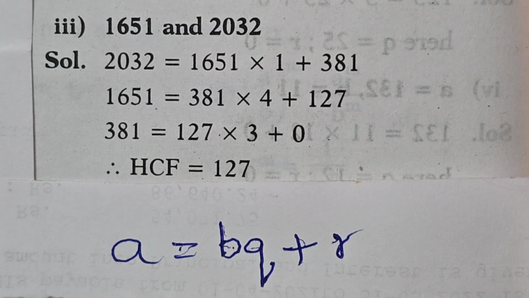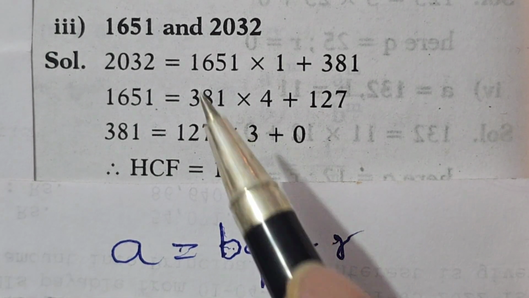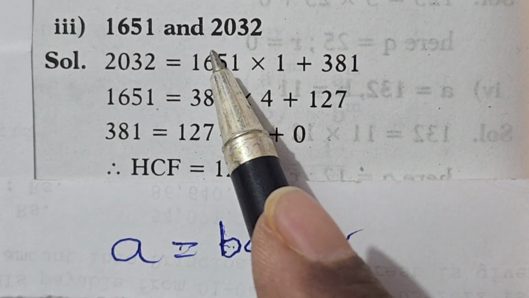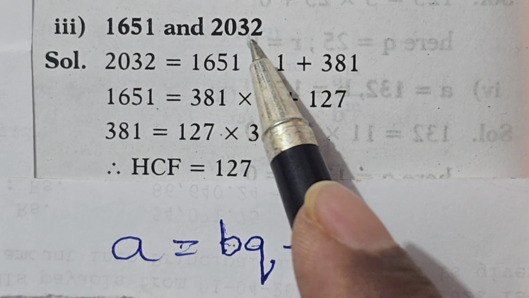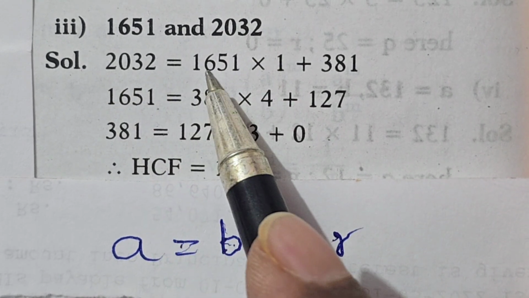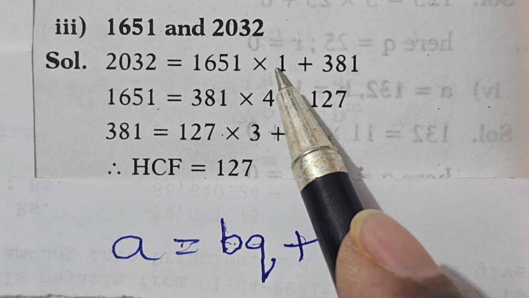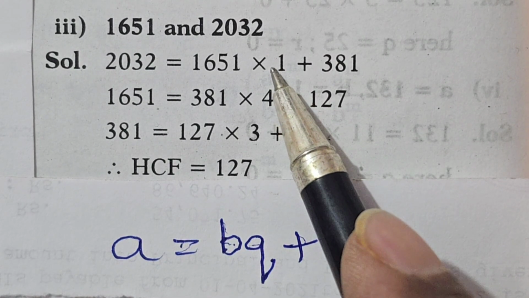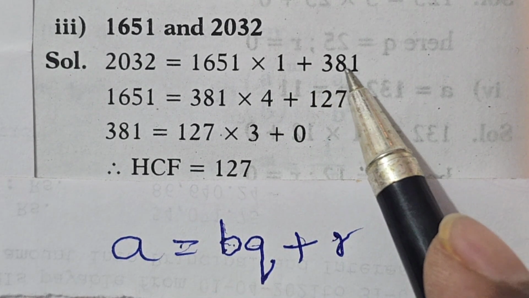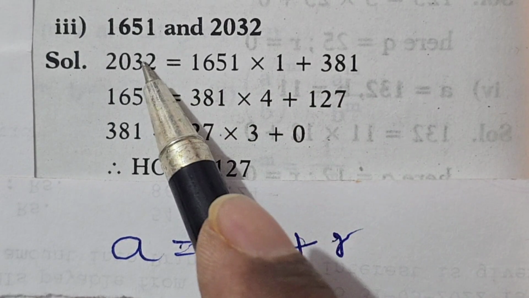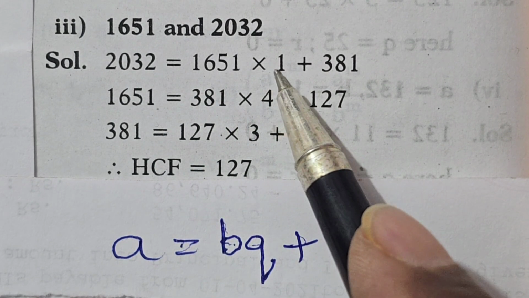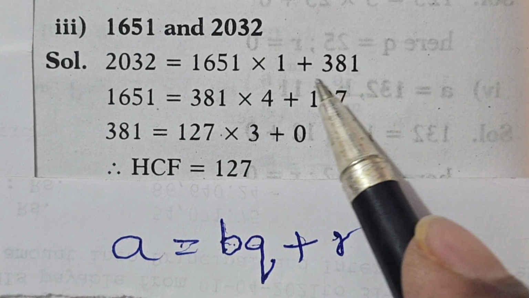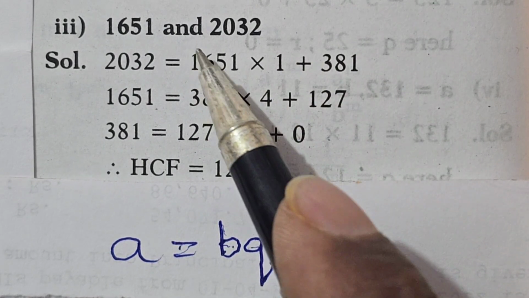Now another example. 1651 and 2032. A equals 2032. So 1651 one time, and if you add 381 we will get 2032. This is equal to 1651 plus 381. So the remainder is not 0. Then continue.